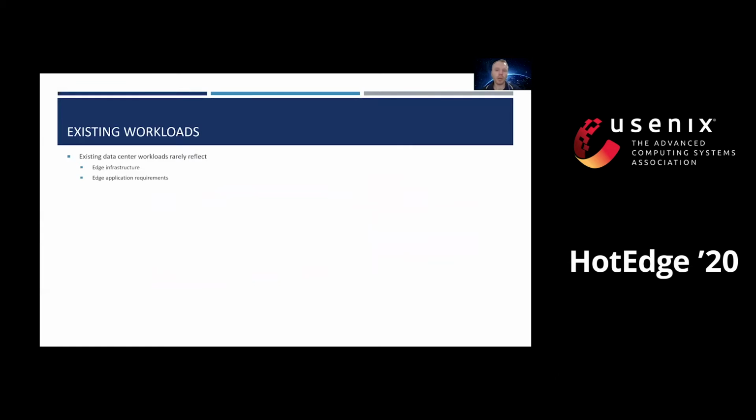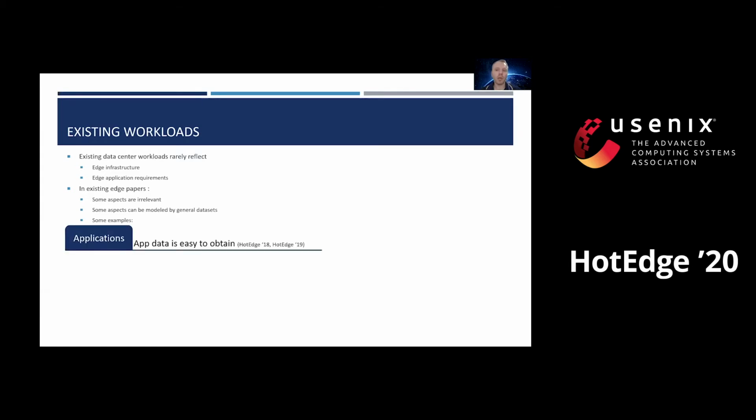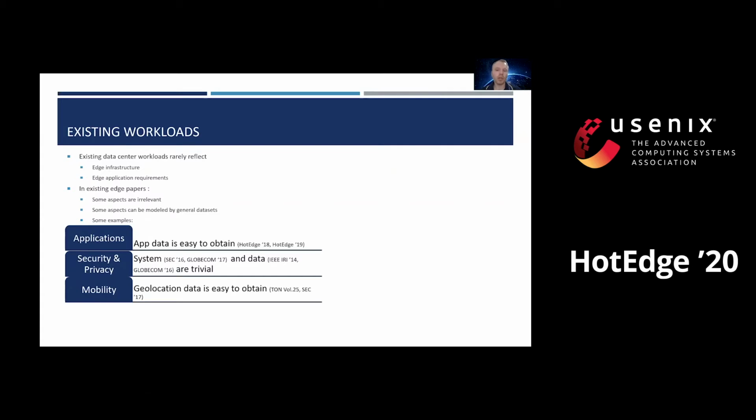Existing data center workloads rarely reflect the edge infrastructure and its application requirements. In existing edge papers, some of the aspects are irrelevant and thus trivial. Others can be modeled by general datasets which don't affect the purpose of the paper. Some examples include application papers in which many generic datasets can be used, such as any image or video dataset. Security and privacy papers in which the system itself and the data don't play a role. Mobility papers in which any geolocation dataset can be used or even generated by the researchers. And infrastructure papers which sometimes even use trivial system and synthetic workloads.